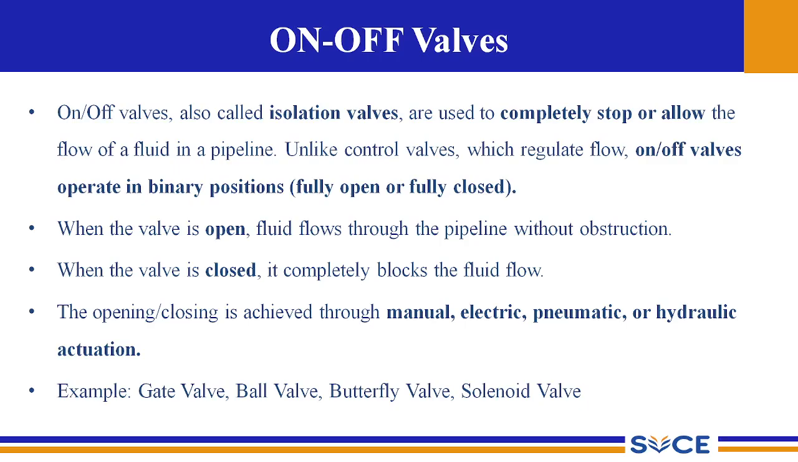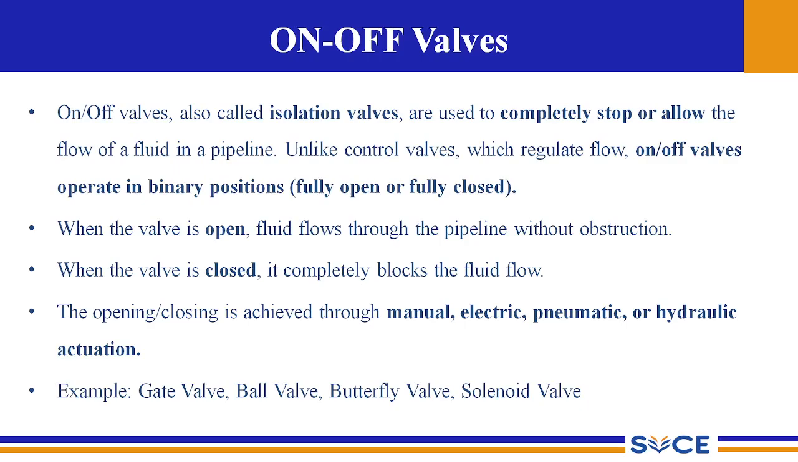Next final control element is the on-off valve. The on-off valve is also called an isolation valve. Why do we call them isolation valves? Because they are used to completely stop or allow the flow of the fluid in a pipeline. The difference between the control valve and the on-off valve is that the control valve is used to regulate the flow, but the on-off valve operates in binary positions. That is, either it will be fully open or fully closed.